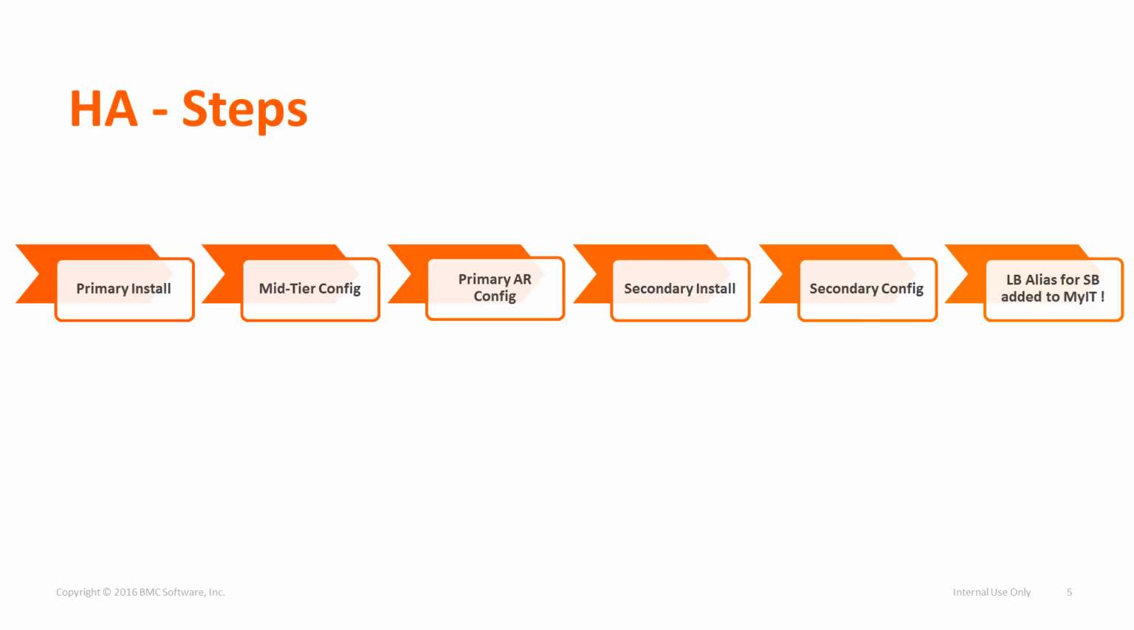As far as the steps are concerned, pretty straightforward. Tony's already covered off the primary installation. Once that's done and you've set up your tenant database and run your scripts, you proceed to configure your mid-tier, followed by your primary AOR configuration, secondary install, and then configure your secondary server. And finally, you would add your load balancer alias for Service Broker into MyIT.